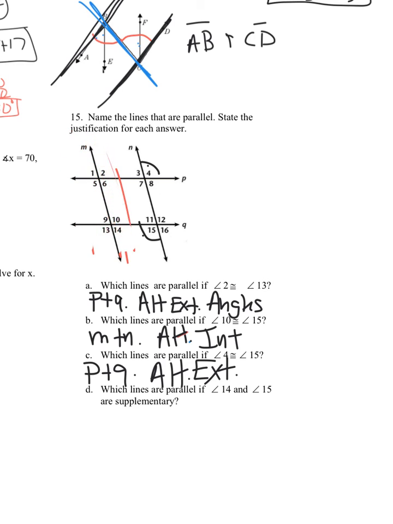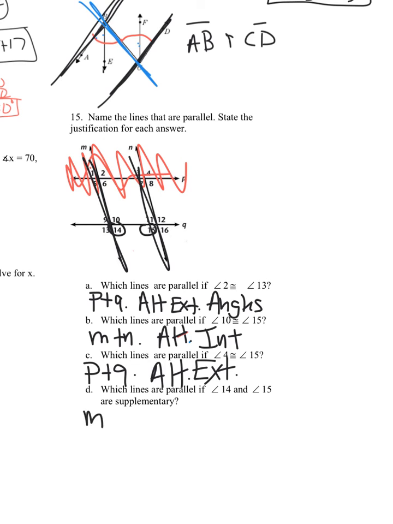Which lines are parallel? Last question. If 14 and 15 are supplementary. So they're not equal, but 14 and 15 are going to add up to 180. Okay, so get rid of that. Here are the two parallel lines. You're inside. You're on the same side. So first of all, the parallel is going to be M and N. And that's going to be same side consecutive or same side interior.